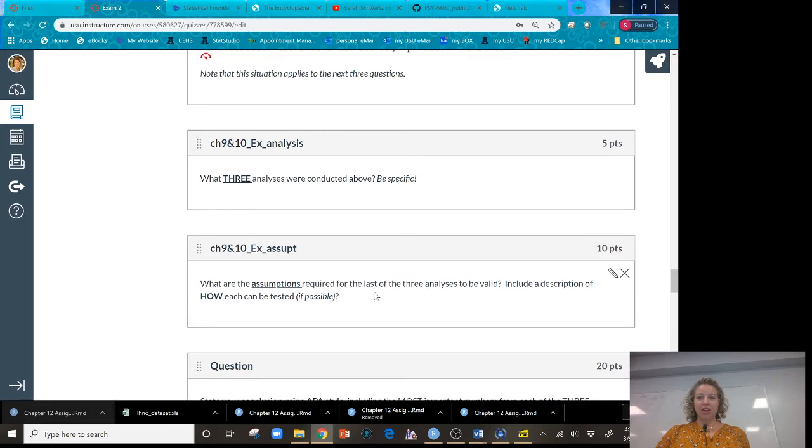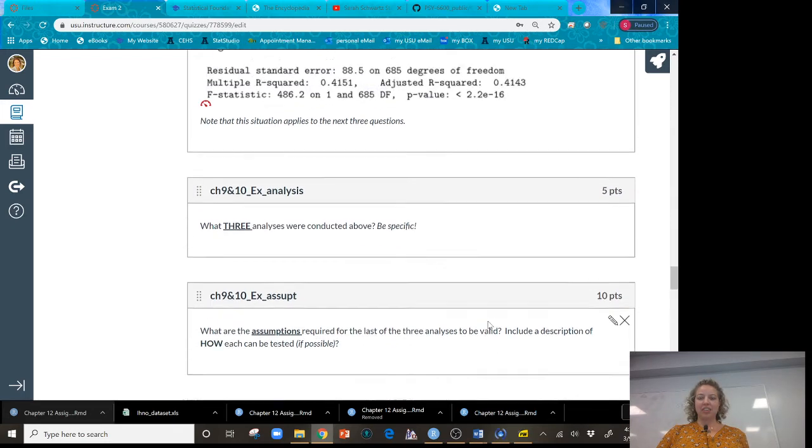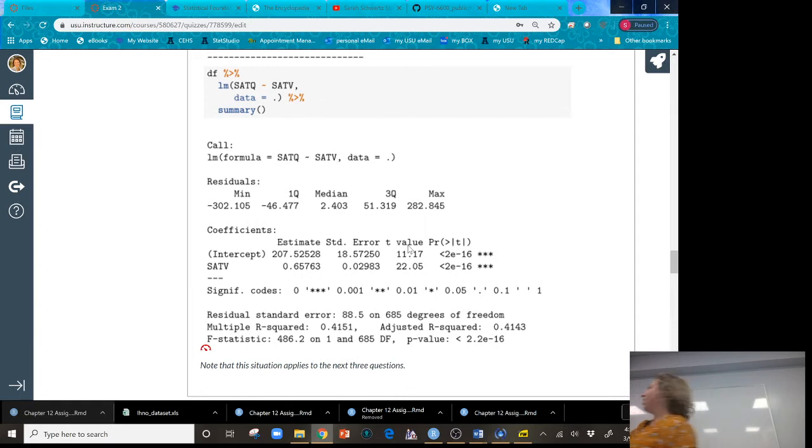What assumptions are required for the last analysis to be valid? For the regression to be valid, what are our 3 assumptions? And how do we test each? Normality. Bivariate normality. Oh, the very, very first one is that we have independent random samples. How do we test that? You can't. You just have to plan as well as you can. The second one is normality, hopefully bivariate normality.